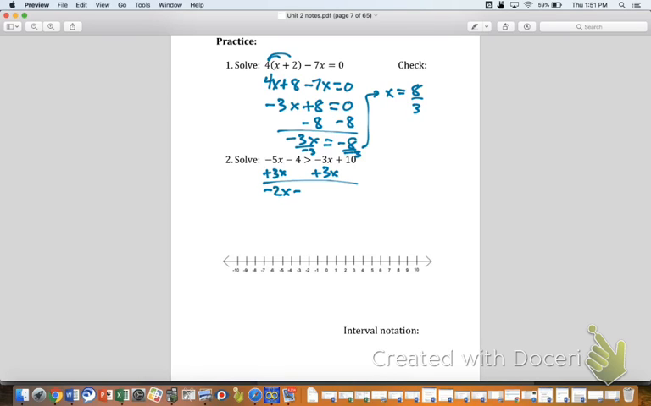So this gives you negative 2x minus 4 is greater than 10. And then wouldn't you guys add 4 to both sides? Yeah, I think it's very reasonable to do that. So you'd go plus 4. You get negative 2x is greater than 14.